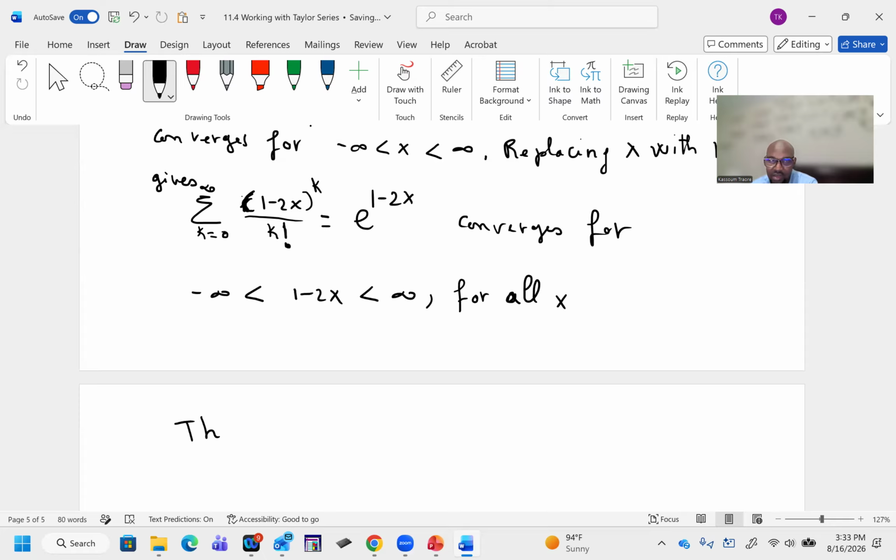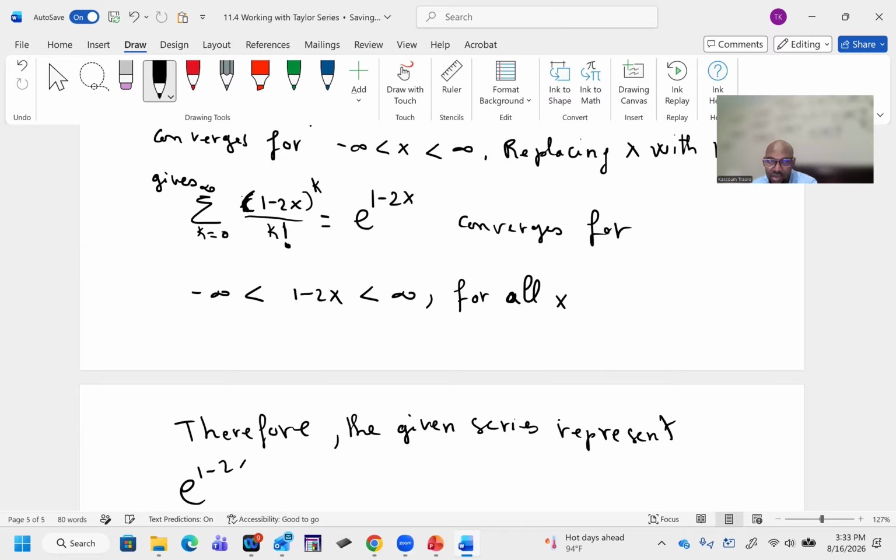So therefore, the given series represents e to the power of 1 minus 2x for negative infinity less than x, which is less than positive infinity. And that's it. We stop this class here, and I will see you in the next section.